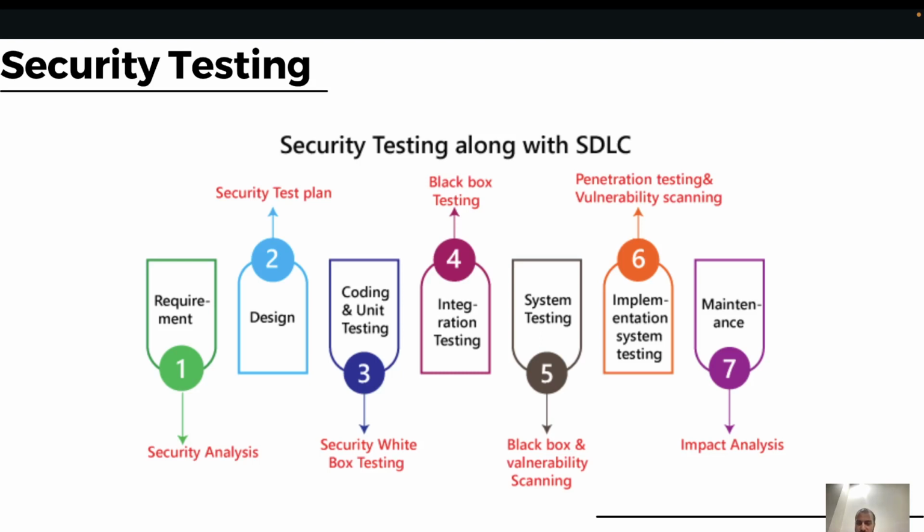Next is the integration testing. So when you realize that component testing is done, that's when we start looking at integration testing, when we want to work with multiple number of components. Then we have the system testing. So we have like the black box, and we test for the vulnerabilities, scalability, yeah. Then 6, implementation system testing. So we check for the penetration testing and vulnerability scanning.